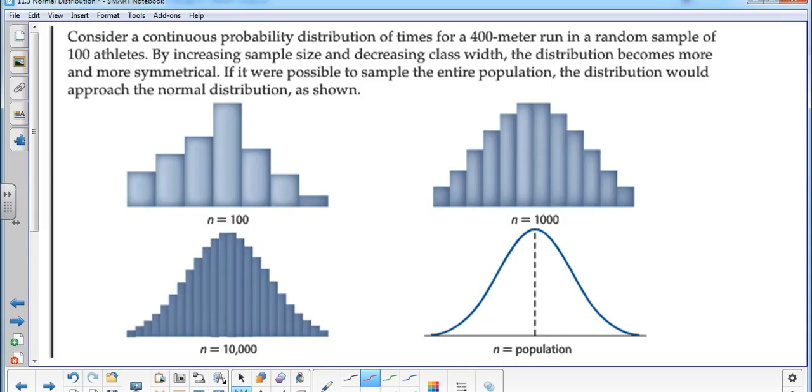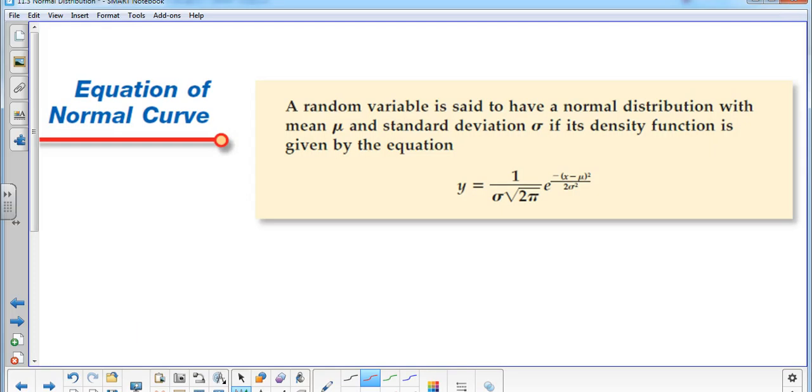Yes. The sample size. Sample size. Good question. All right.